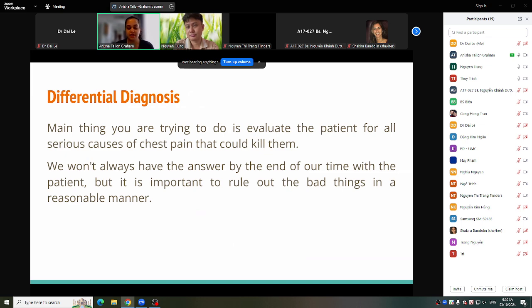This does build on the point that Shakira made, where if someone's coming in with exertional chest pain, or if they've syncopized, or if they have any other more concerning symptoms associated with their chest pain, that would cause us to think that this might be something more concerning. Sometimes we won't have the answer by the end of our time with the patient, but the important part is to rule out any bad things that might be going on in a reasonable manner while they're in the emergency department.